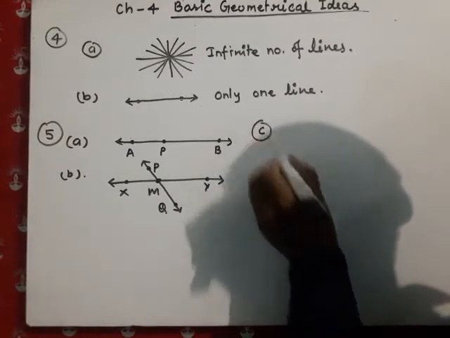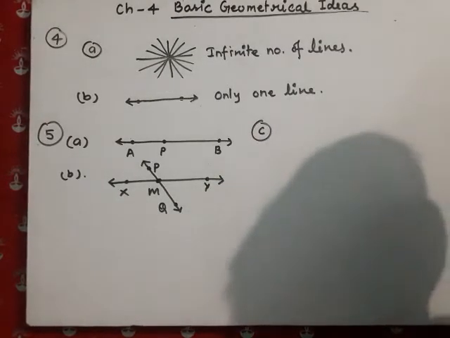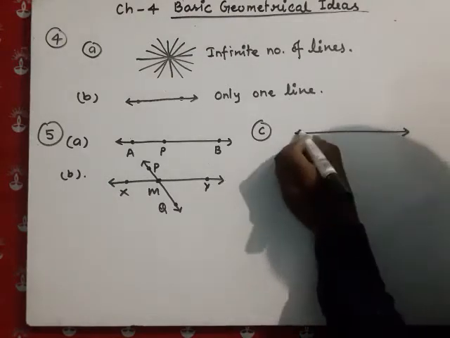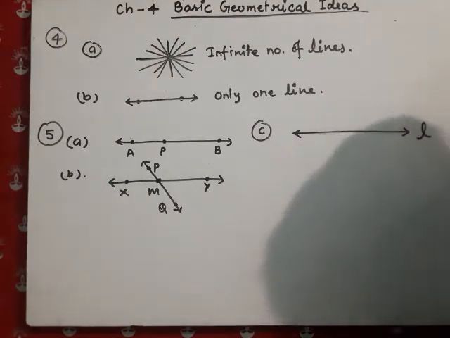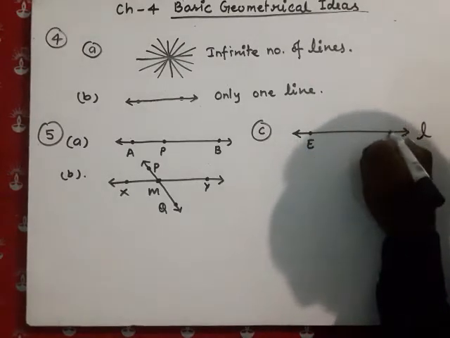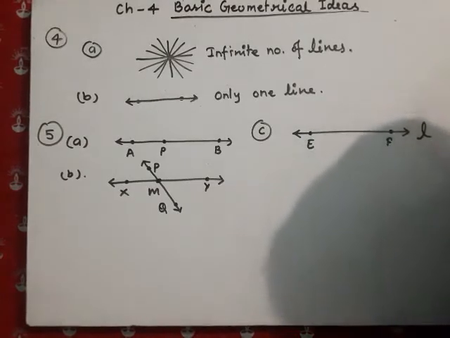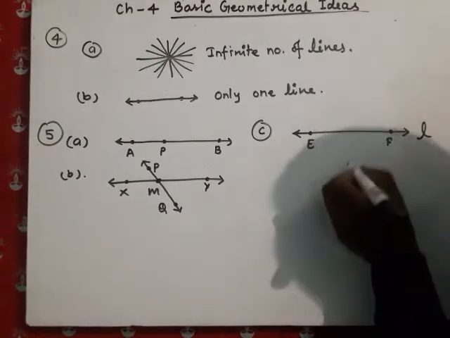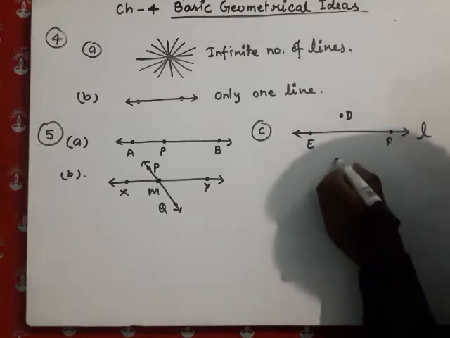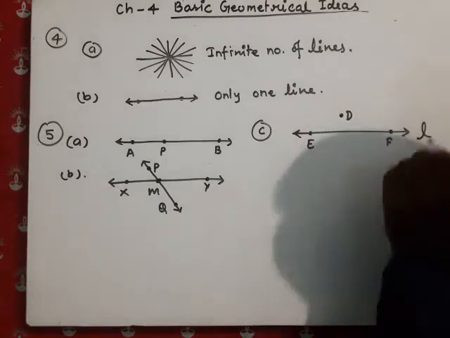Now going to part C. Here the question is asking for line L. So we have to draw line L, which contains E and F. Here E and F are on the line, but not D. So you can take point D anywhere outside of the line, either this side or this side. So this is the rough figure of part C.